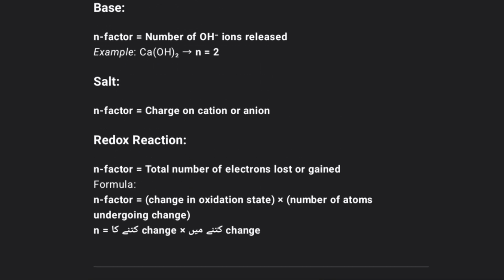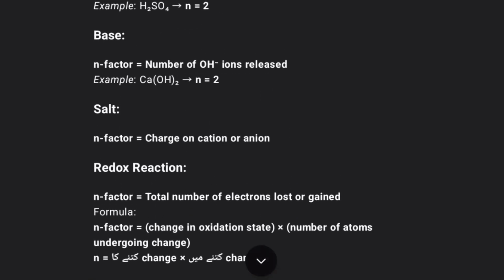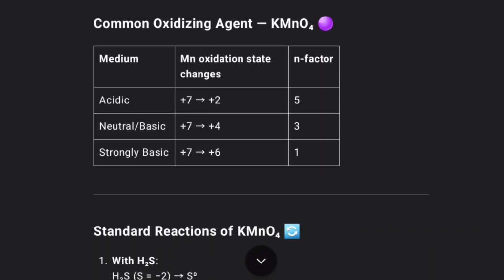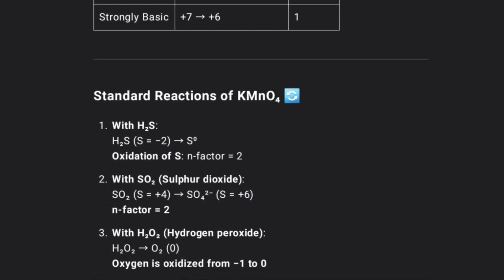Redox reaction: n factor is the total number of electrons lost or gained. Formula: n factor equals change in oxidation state times number of atoms undergoing change. Common oxidizing agent: KMnO4. In different media, Mn oxidation state changes and so do n factors. Acidic: +7 to +2, n factor 5. Neutral or weakly basic: +7 to +4, n factor 3. Strongly basic: +7 to +6, n factor 1. Standard reactions of KMnO4 are found on the next numbers.